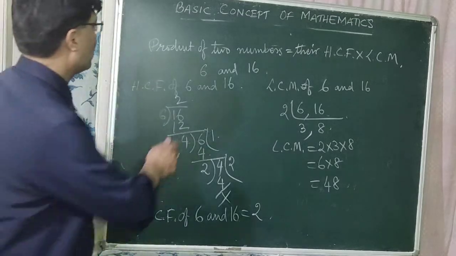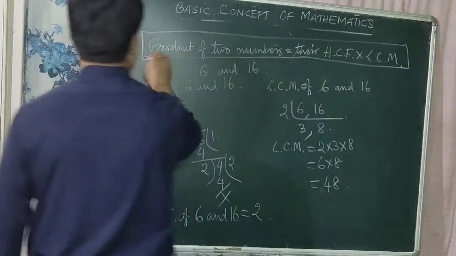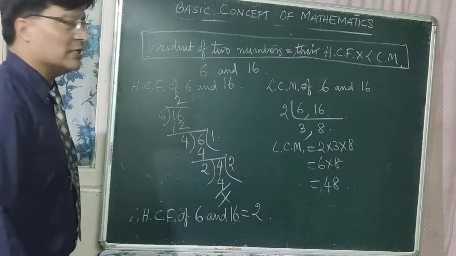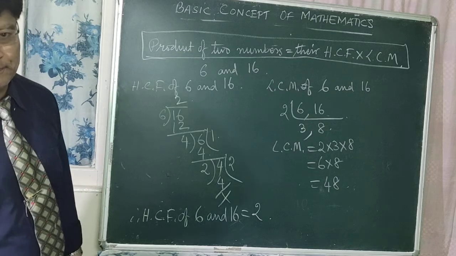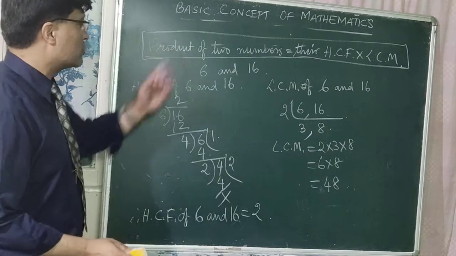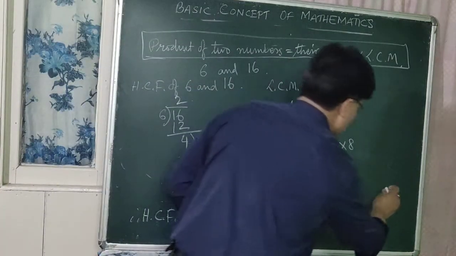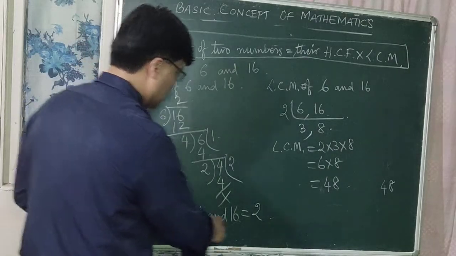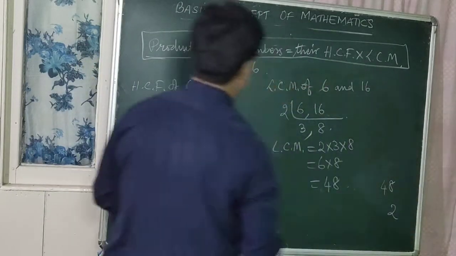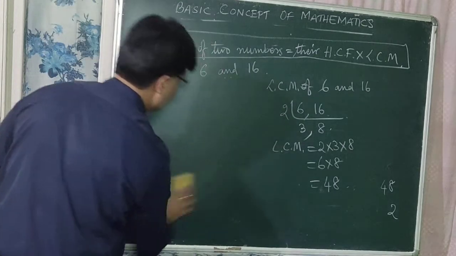Now this formula should be proved. The formula is: product of two numbers is equal to their HCF into LCM, right? So now let us prove it. The LCM is 48, and what is the HCF? It is 2. Okay. So now let us prove that LHS is equal to RHS.